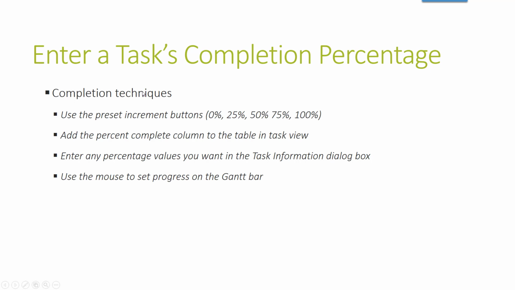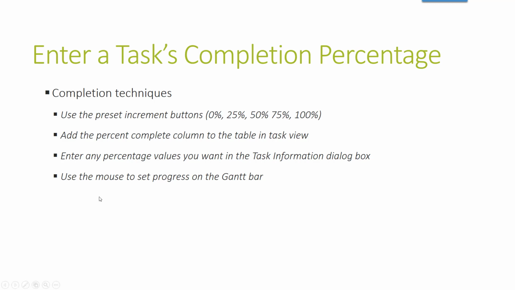So completion techniques for using the percentage: you can use the increments that are provided, 0, 25, 50, 75, 100. You can add the percent complete column to the table in task view. So it's right there, and you can either use these set values or you could type your own. You can enter any percentage value you want in the task information dialog box. So you can bring that up and put 13% or 22%.